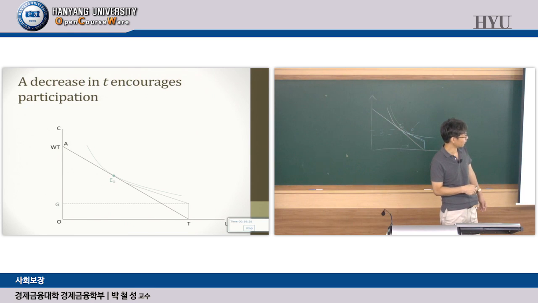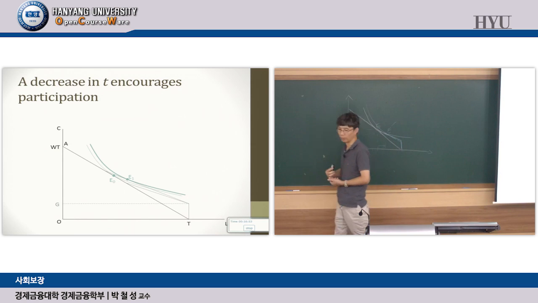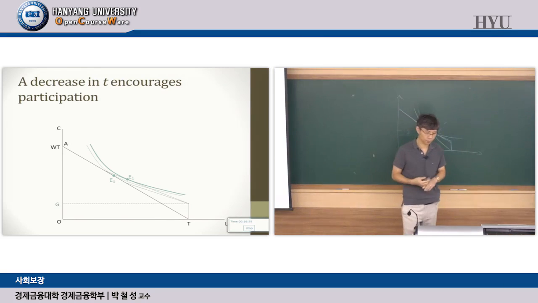Another possibility is to make the implicit tax rate lower. That means the individual will lose less of their own income, and in this diagram the budget constraint becomes steeper. And as you can see, now E0 will be in the program. So the generosity of the program will affect welfare participation.